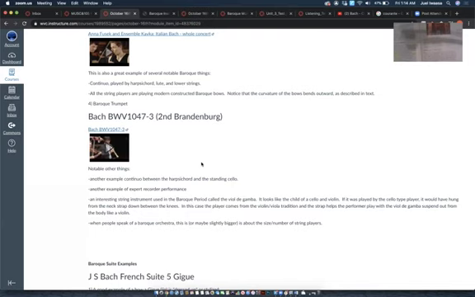Okay, so this has another example of the continuo section, which is the standing cello and the harpsichord. There's another recorder player who's playing one of the solo ensemble parts, although that's not a soprano recorder, that's an alto recorder, and so it doesn't have quite the lead sound. It's a gorgeous sound though.